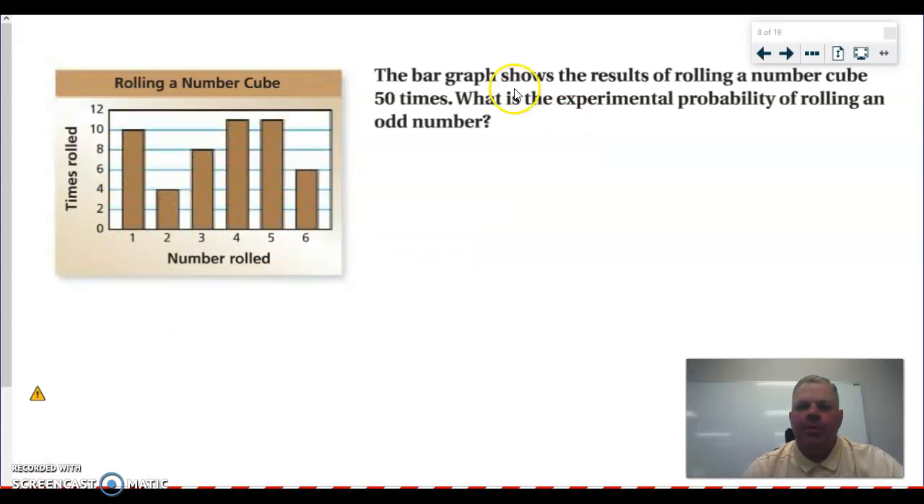So in our first example, this is rolling a number cube. The bar graph shows the results of rolling a number cube or a dice 50 times. What's the experimental probability of rolling an odd number? So the first thing that I have to do is look at these odds. There are 10 ones that were rolled, 8 threes that were rolled, and 11 fives that were rolled.